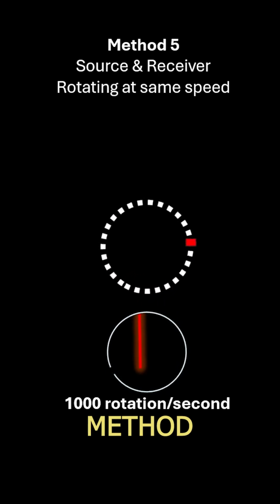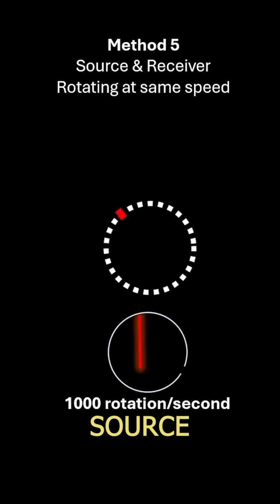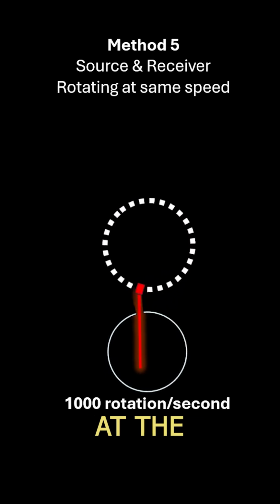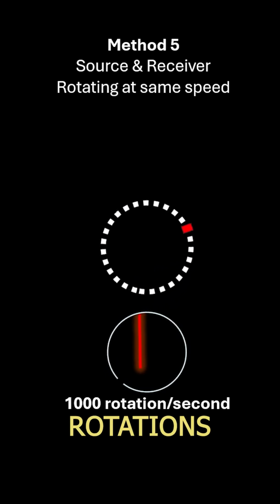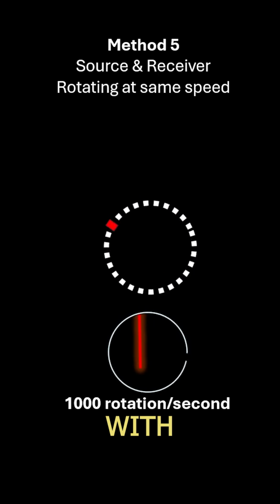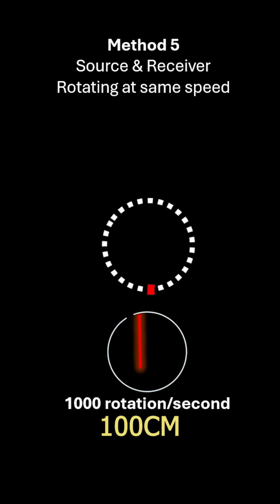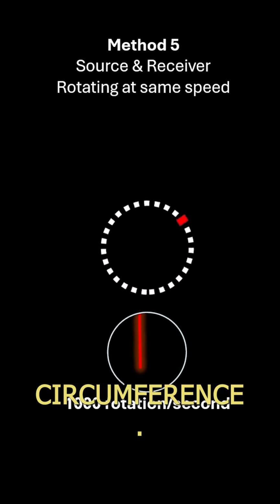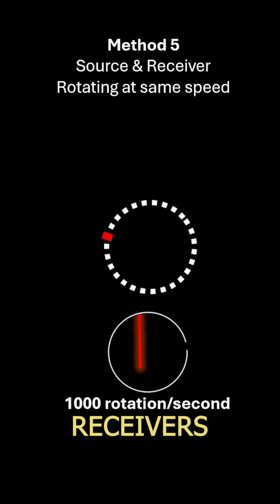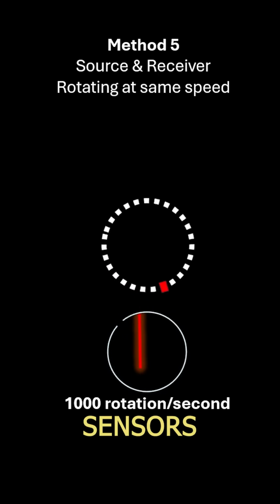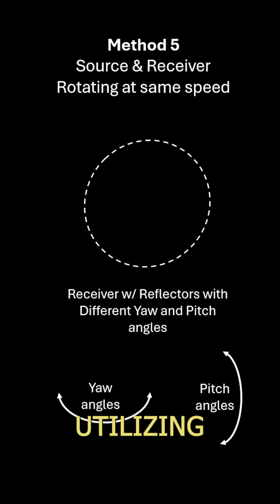Here, similar to method 4, we'll be utilizing a source and a receiver rotating at the same speed of 1000 rotations per second and with similar features such as 100 centimeters circumference. Now, rather than having a receiver studded with sensors, for more precision, we'll be utilizing a specially designed disc. Let's call it a Raghavendra disc, which will have 1000 different facets in place of the 1000 sensors we saw in method 4.